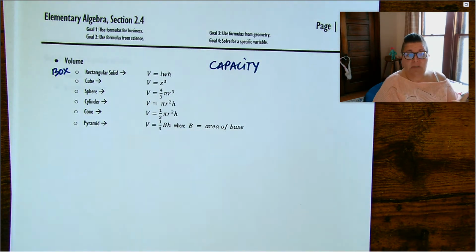The volume for a sphere is 4/3 pi r cubed. The volume for a cylinder is pi r squared times the height. The cone is 1/3 pi r squared times the height. And the pyramid is 1/3 the area of the base times the height. So there's a lot of formulas here.